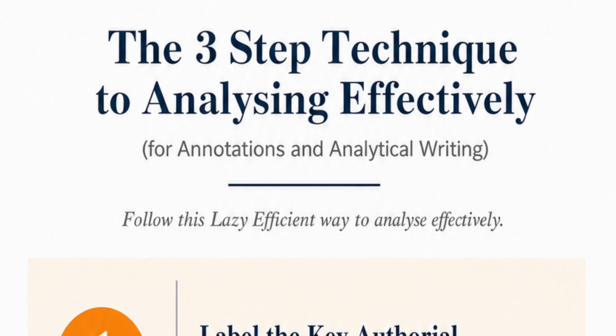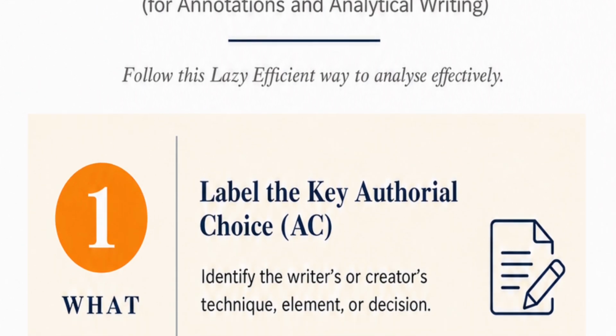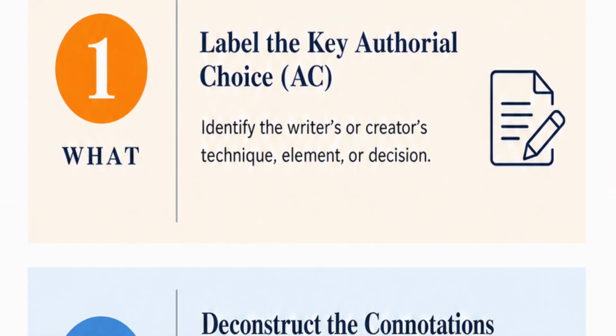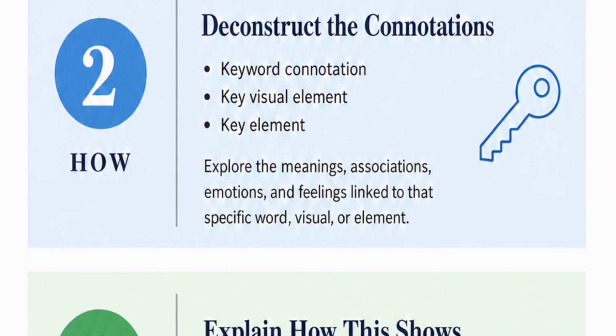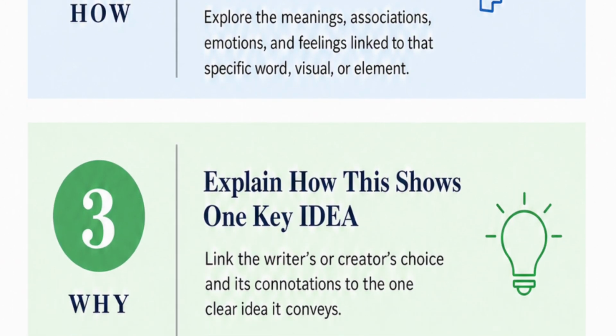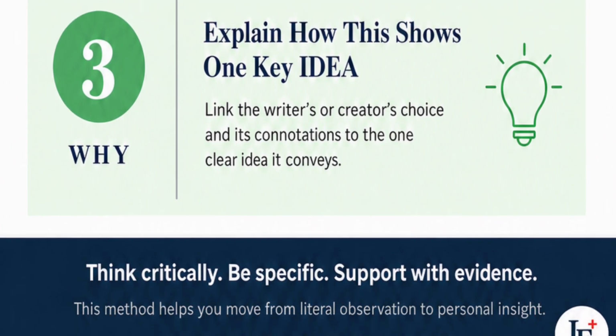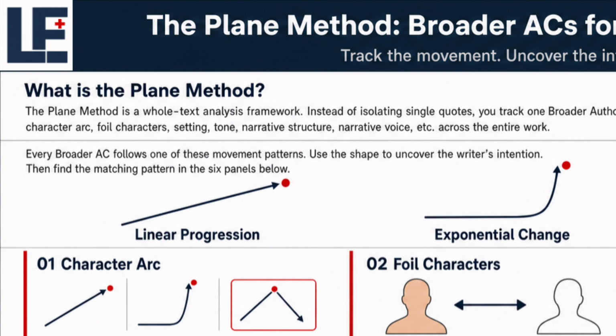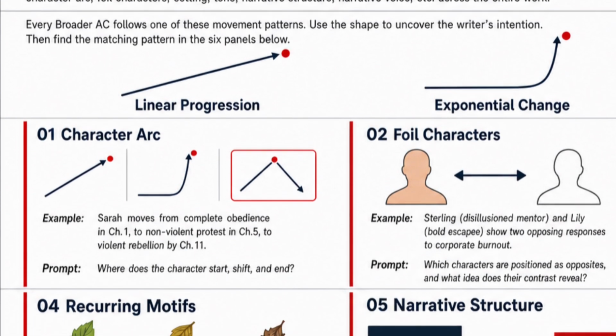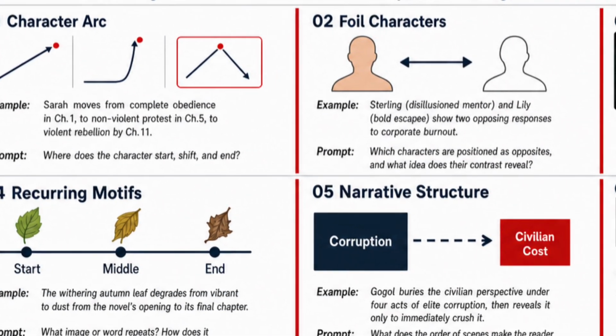Now in the extract, students are working with specific quotes and specific pieces of evidence. Hopefully they're using the 3-step technique: identify the authorial choice, deconstruct the connotations within it, and then link those to that stage 2 or 3 idea. That close reading work is really important, but it's something students are probably more comfortable with. Instead of isolating single quotes, it tracks broad authorial choices across the entire text.